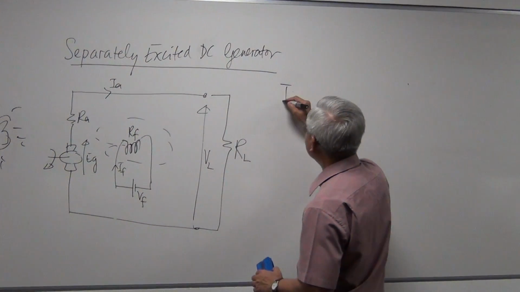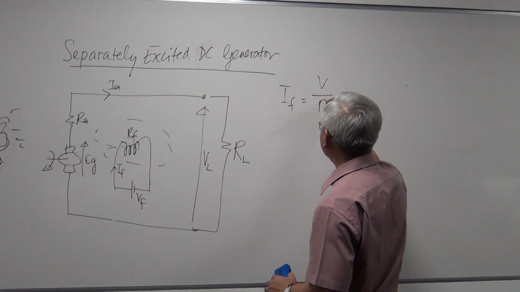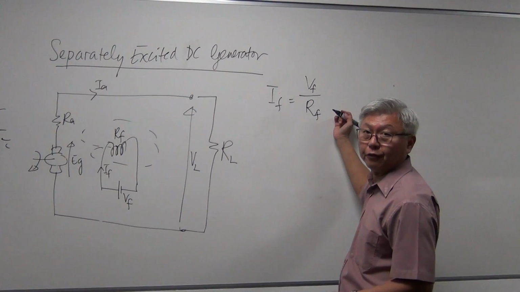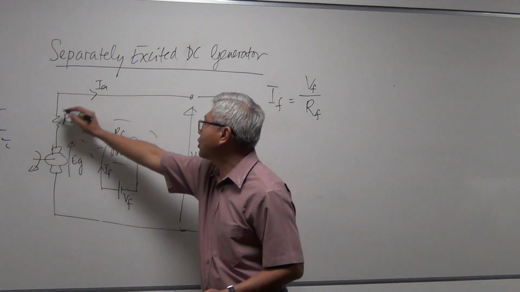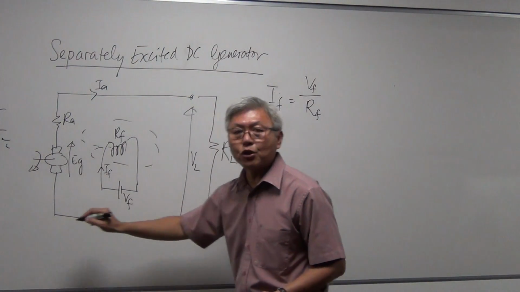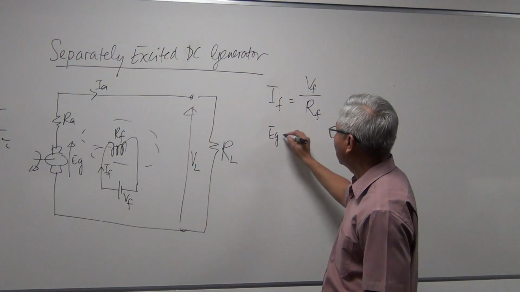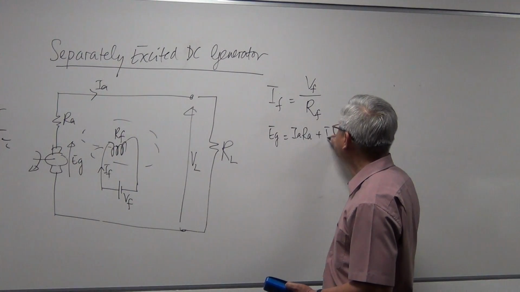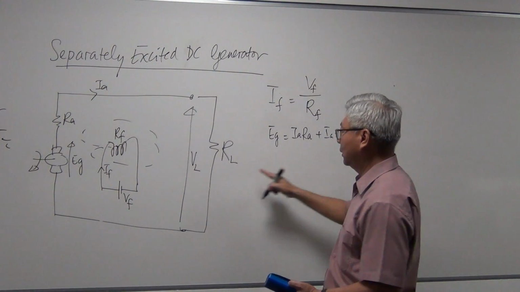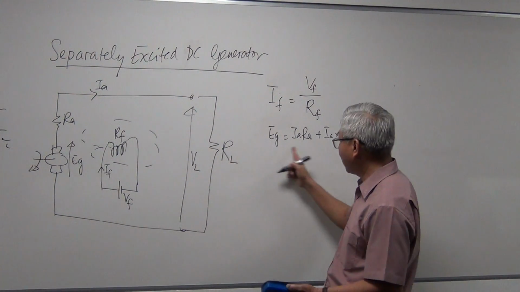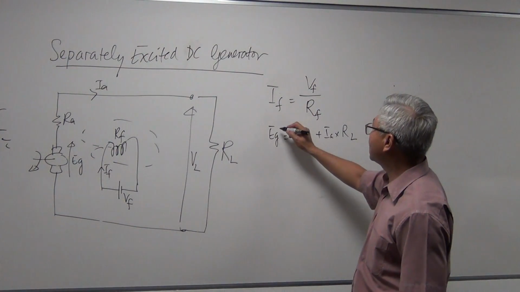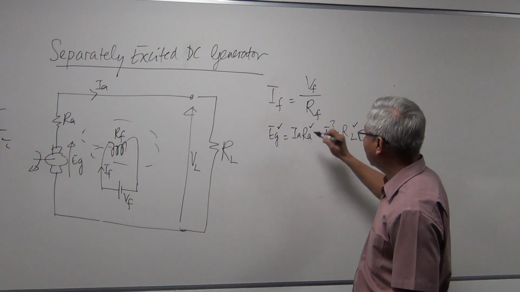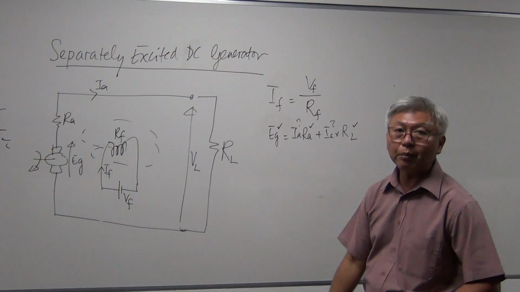If I want to calculate IF using Ohm's law, V over R, it will be VF divided by RF. And if I were to write a Kirchhoff's voltage law equation for the armature circuit, it will be EG equals IA times RA, Ohm's law, I times R, plus IA times RL. So that's my KVL equation. From this equation, if I know EG, RA and RL, can I find IA? Of course I can. It's simple mathematics, isn't it?